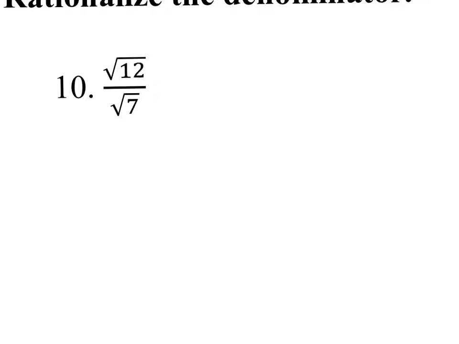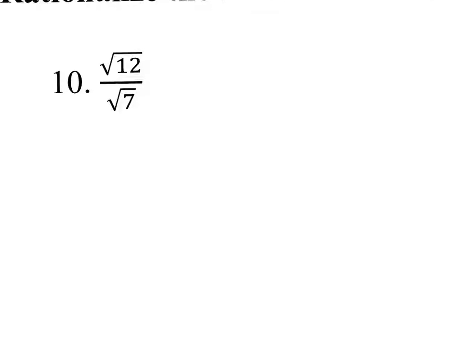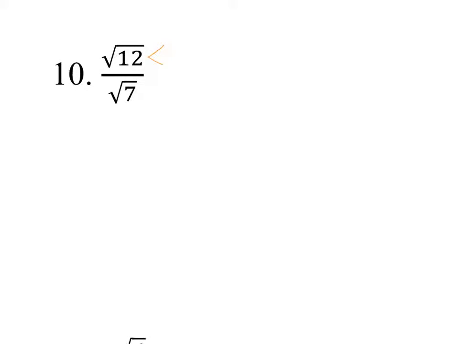Rationalizing. Now this one's a little bit different. You can simplify the top and bottom, or simplify at the end. I'm going to actually simplify this right now. So I'm going to look at my factor tree. This is 4 times 3, 2 times 2, circle, cross out. So this is the same thing as 2 square root 3 over square root 7.